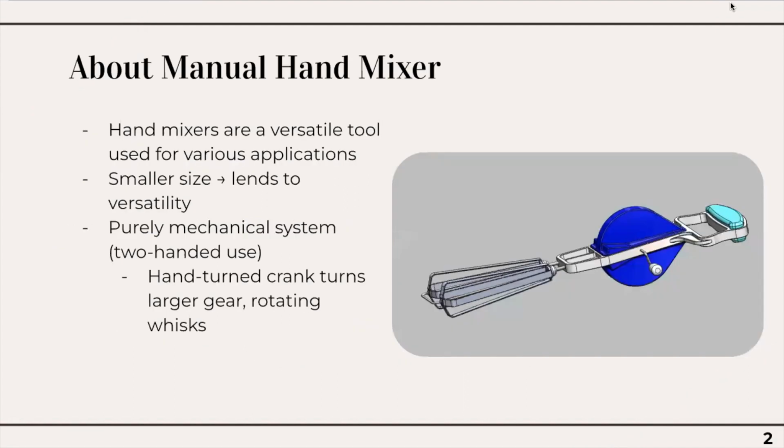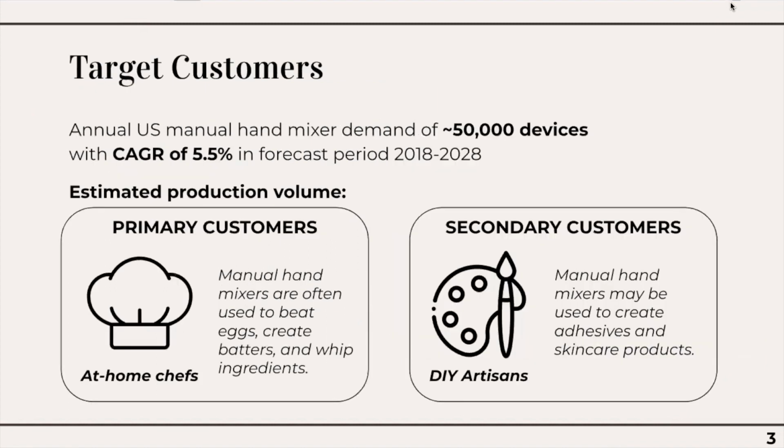So a little bit about our product. It is a typical hand mixer, which consists of a crank, which turns the whisks at the end of our product. This tool is used for various applications, including cooking, mixing different matter, or home improvements such as concrete or turning soil.